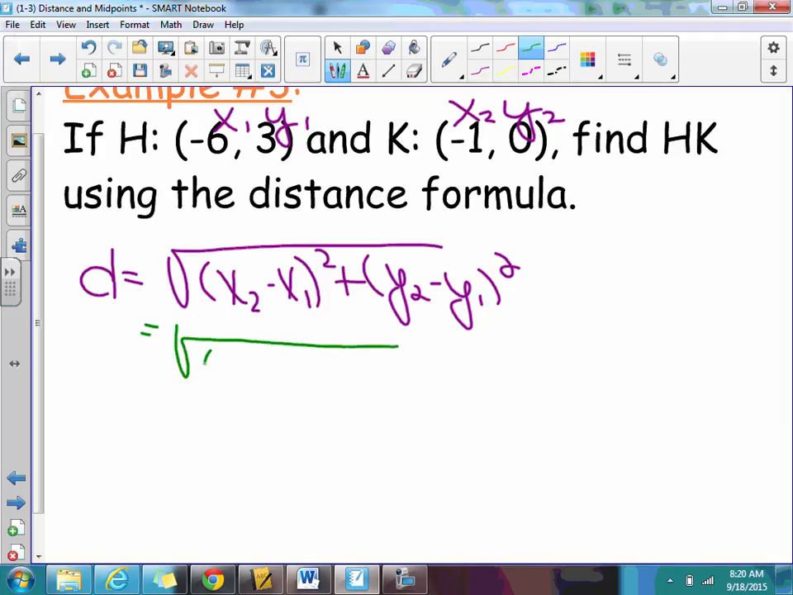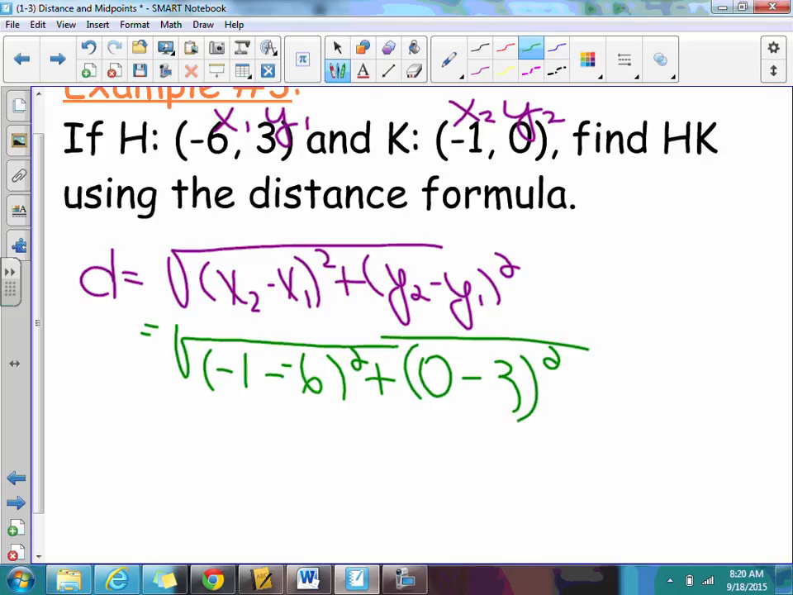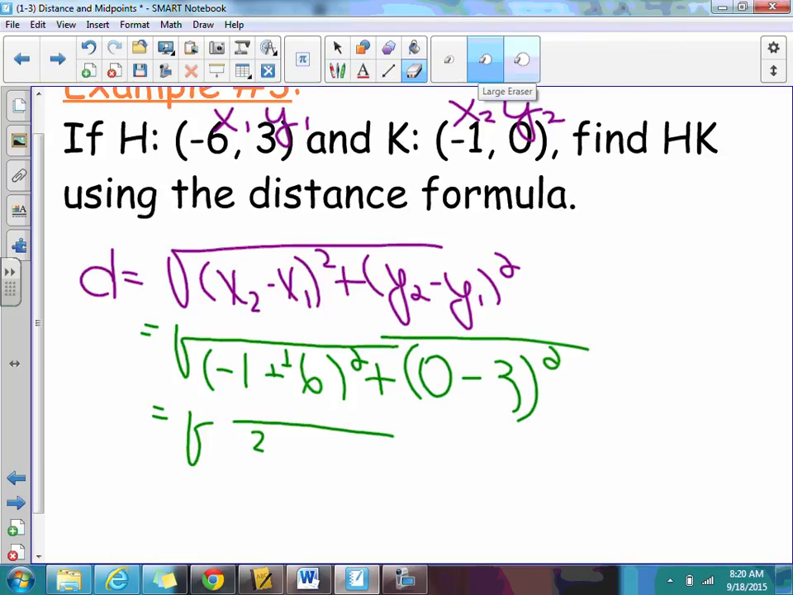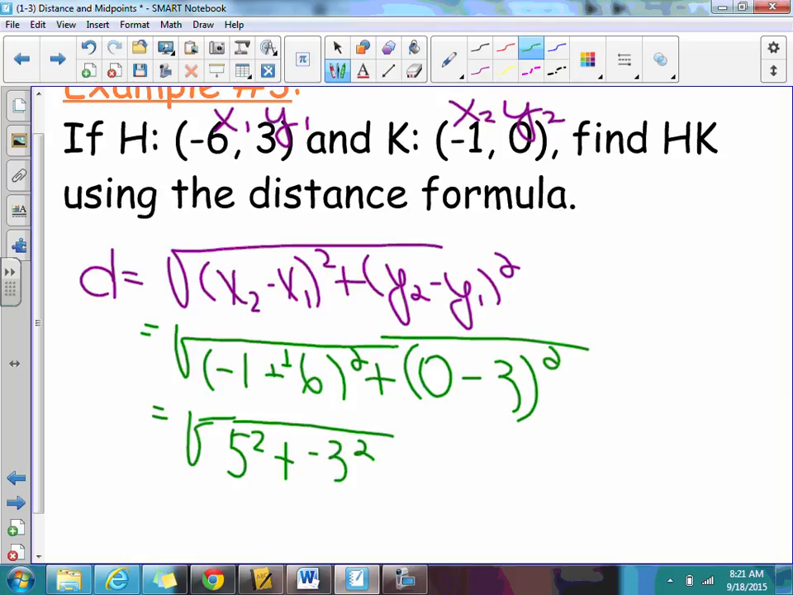So x2 is -1, x1 is -6. Now be careful. I need to see the minus sign and the negative sign that goes with the 6. I should have 2 negatives, not just 1. Squared plus 0 minus 3 squared. And so that gives me 5 squared plus -3 squared.